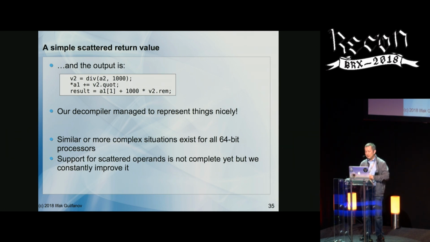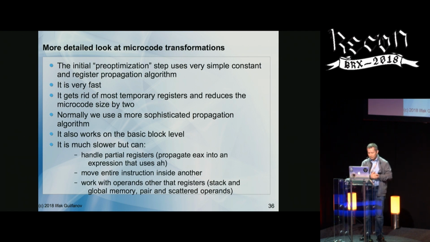Even more complex situations exist for all 64-bit processors, because all of them use this kind of structures or scattered operands. It's defined by the ABI. So any decent decompiler should have support for them in one way or another. Unfortunately, it's quite difficult to handle. It's a research topic, and we don't have complete support for them. In some cases, the decompiler may tell you, sorry, I could not handle this or that particular case, but we are working on it.